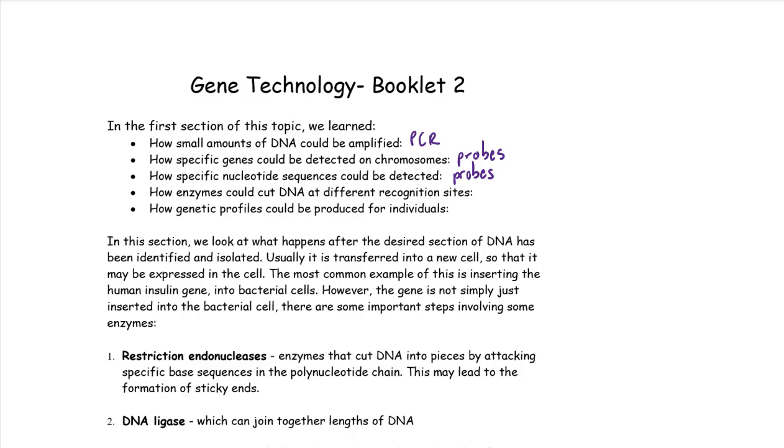In both of these examples, probes were short sections of DNA which were single-stranded and had a known sequence. So we'd normally create them to be complementary to a section of DNA which we knew caused a disease. We also learned how enzymes could cut DNA at different recognition sites. So this was restriction endonucleases.